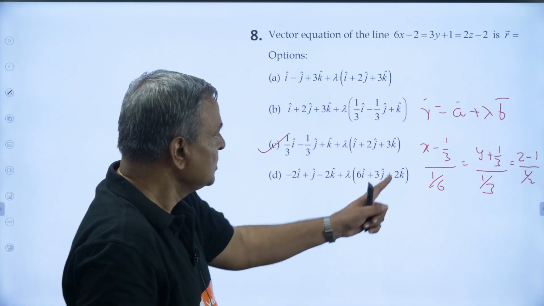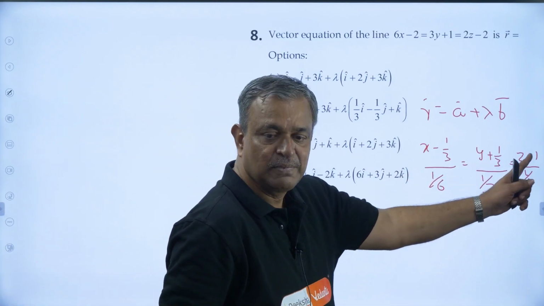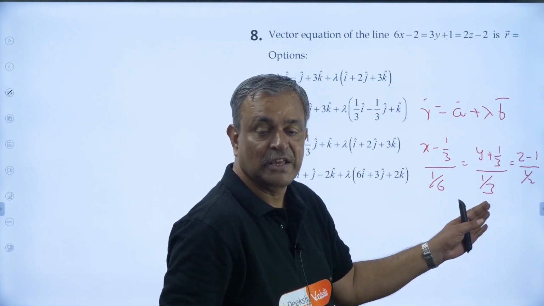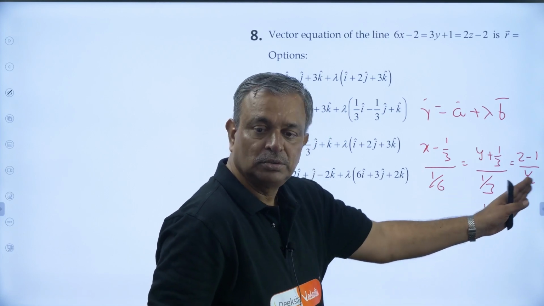I hope you all have understood. (x minus x1) by A, (y minus y1) by B, (z minus z1) by C. These are the direction ratios, which can be written by multiplying by 6 throughout. You get 1, 2, 3.